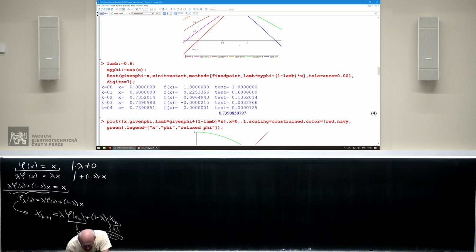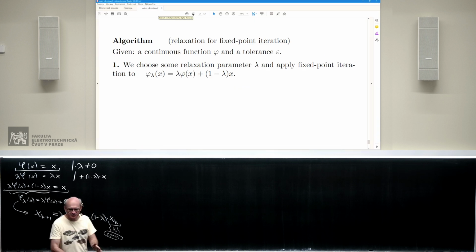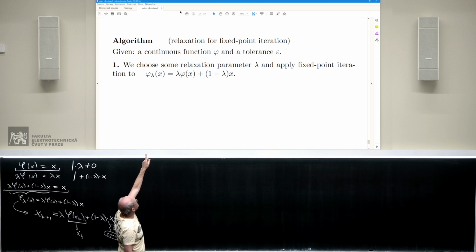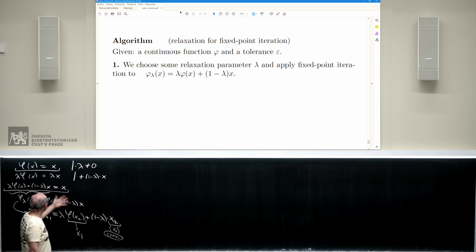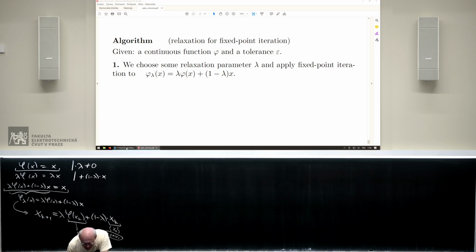I think I put a slide here. Yeah, because this is really important. So relaxation. Relaxation for a fixed point iteration means that you simply use the formula with some lambda which you choose, and you get the outcome. And before we move on, let's go back to my example.